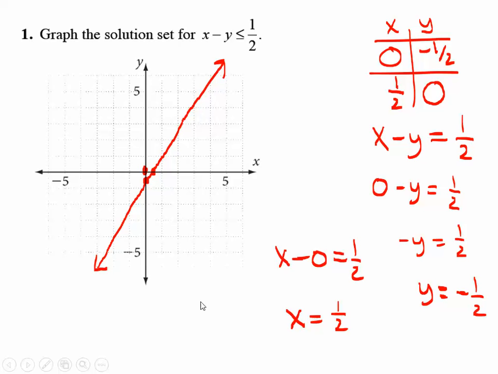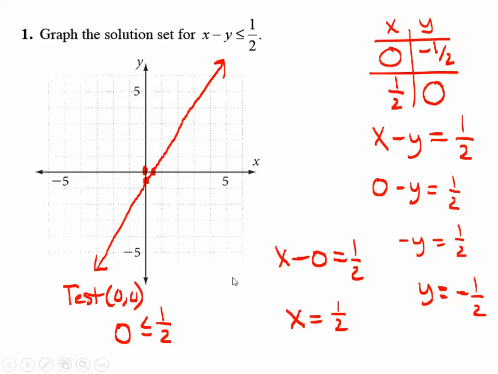still 0, 0. Now, could you pick 5, 5? Sure, you can. You pick any number you like, as long as the number is not on this line. But 0, 0 is such an easy one to pick, because I don't have to do much work. So we call it a test point. We're going to test 0, 0. The question that we want to know is, is it true or false? Plug a 0 in for the x, 0 in for the y, and it becomes 0 is less than or equal to 1/2. True or false? True. Hey, that's a true statement.